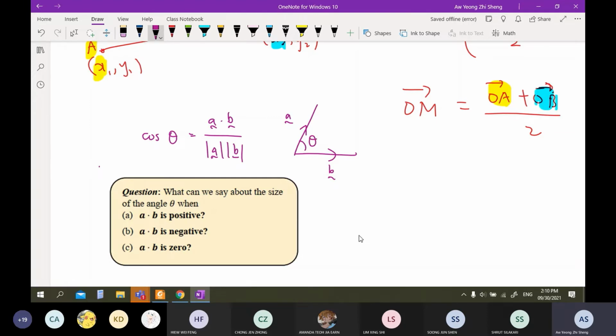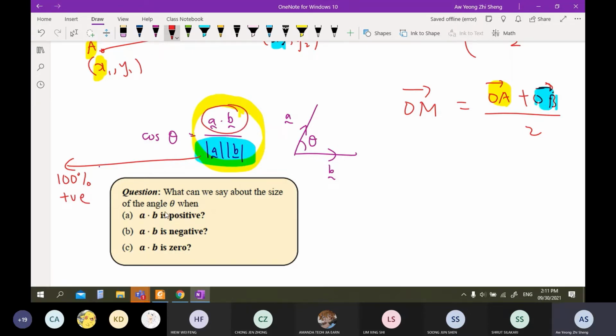and 0? Okay, so when A dot B is positive, if you look at the right-hand side of this equation, the bottom is guaranteed to be positive. And this is 100% positive, because A and B are both lengths. Lengths are guaranteed to be positive. So if A dot B is positive, the top is positive, the bottom is positive, that means the entire thing becomes positive.